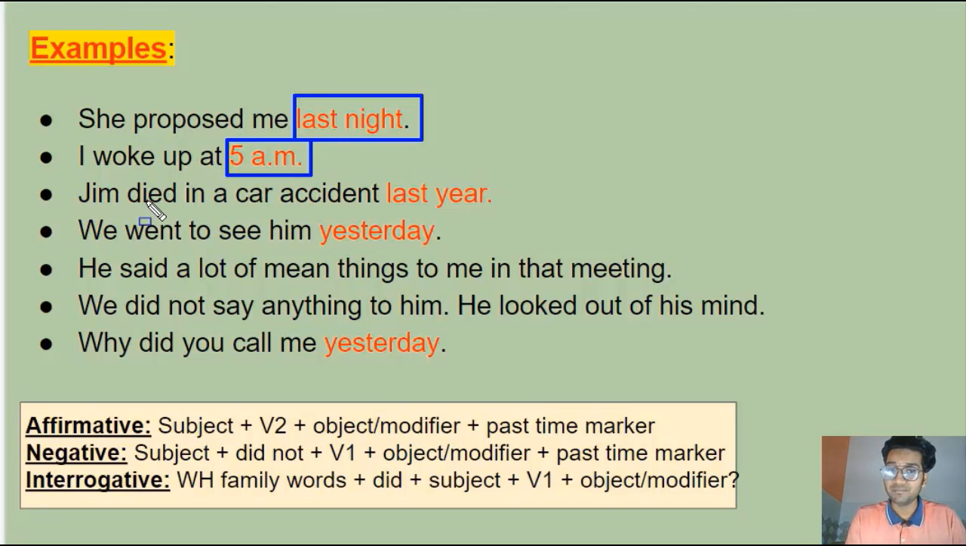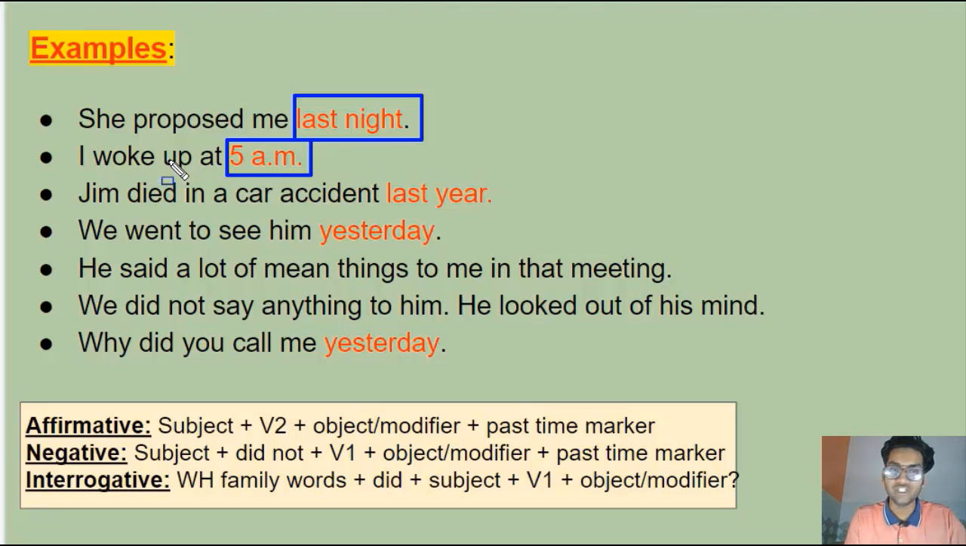All right. Jim died in a car accident last year. Something happened. What happened? Jim died in a car accident. Jim followed by the second form of a verb. She followed by the second form of a verb. She proposed. I proposed. You proposed. We proposed. Whatever the subject is, second form of a verb.